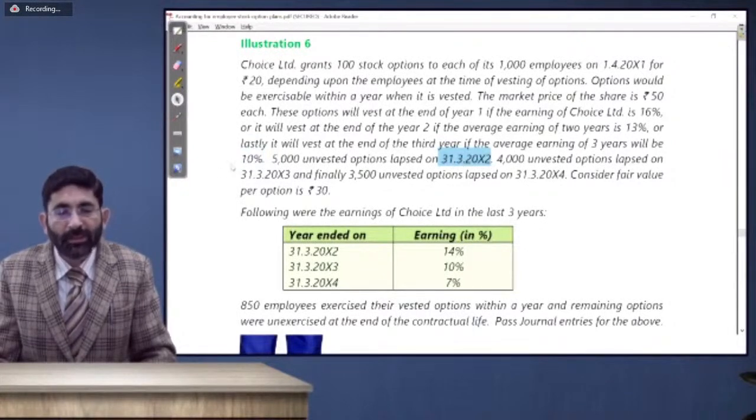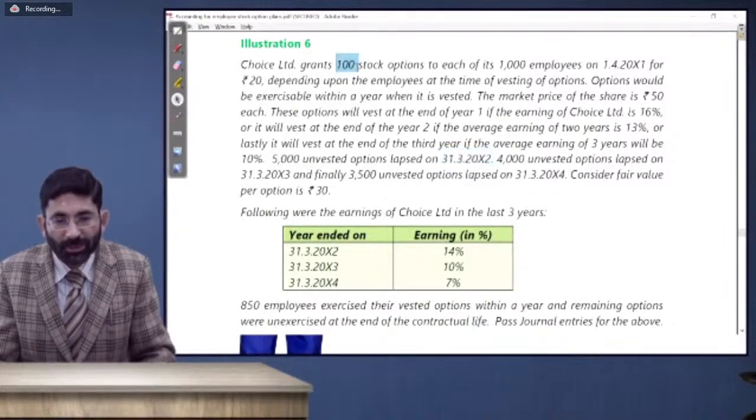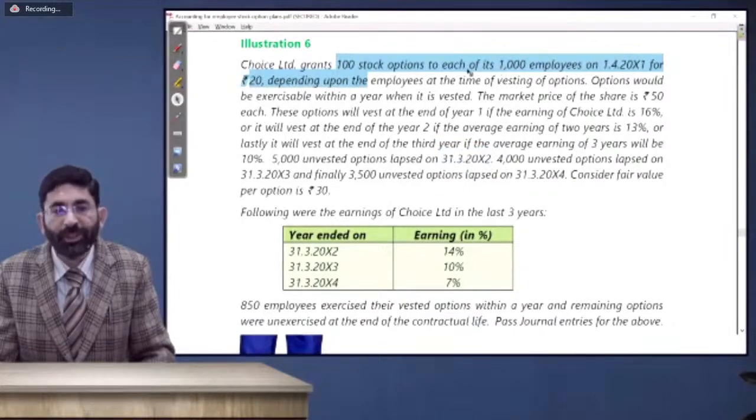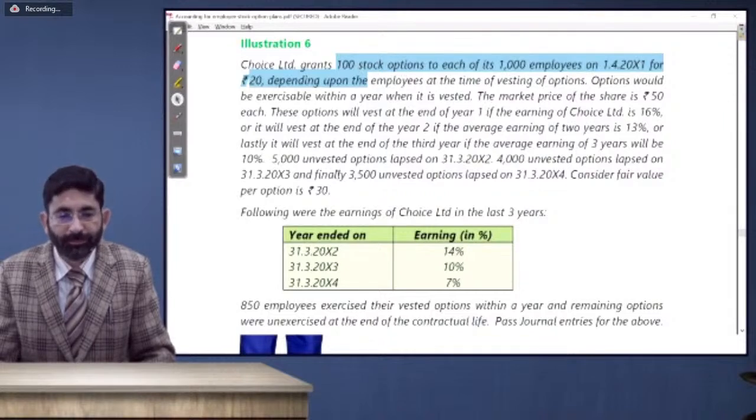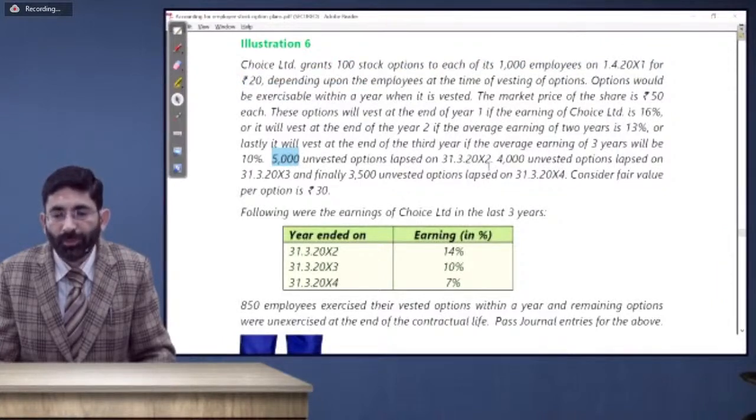Now he says another thing is there. We have given 100 stock options to 1,000 employees. So it is 1 lakh shares. 1,000 into 100, it is 1 lakh shares we are going to give them, out of which 5,000 unvested options lapsed on this date. On 31st of March, 4,000 unvested options further lapsed on this date. Finally, 3,500 unvested options lapsed on this date.